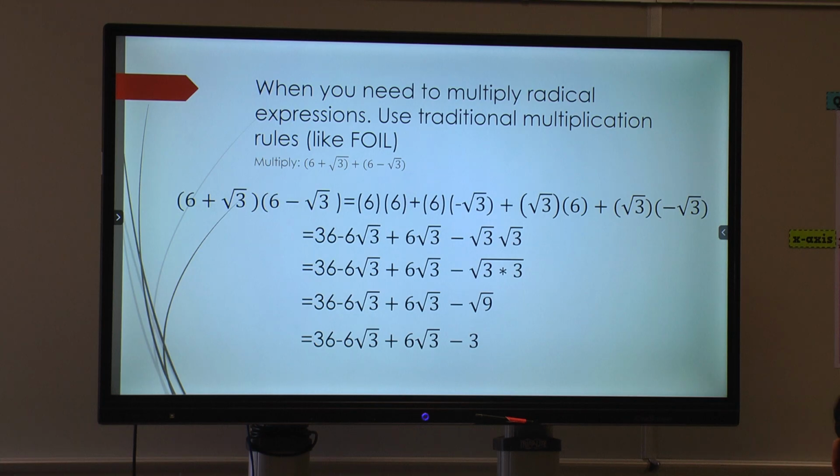What is 6 radical 3 minus 6 radical 3? It zeroes out, right? Yes. So that means I can go ahead and put an X between those two in the middle, and it leaves me with 36 minus 3, which is 33. There you go.